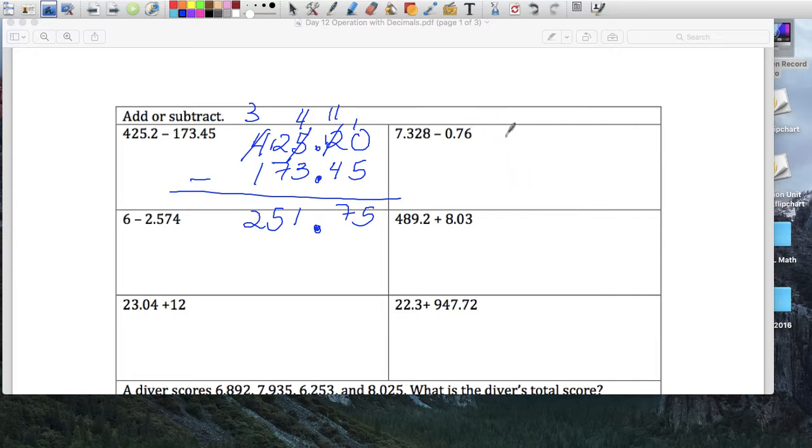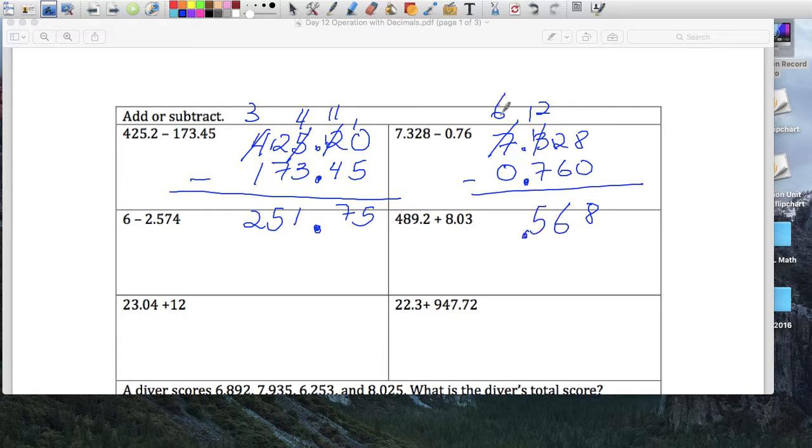Okay. Next one, 7.328. And again, I'm going to line up my decimals. And 0.76, nice and pretty. Okay, subtract, add a 0 here to make everything the same size. 8 minus 0 is 0. Some borrowing again. We're going to borrow all the way from 7, becomes a 6. This becomes a 13, which becomes a 12. And this becomes a 12. 12 minus 6 is 6. 12 minus 7 is 5. Bring the decimal down. And 6 minus 0 is just 0.